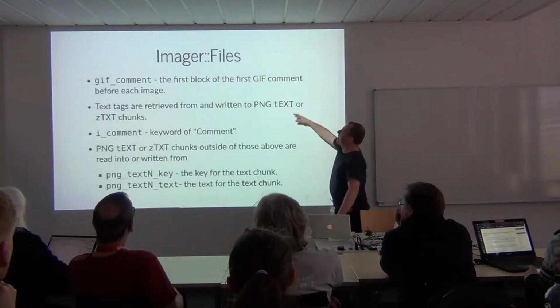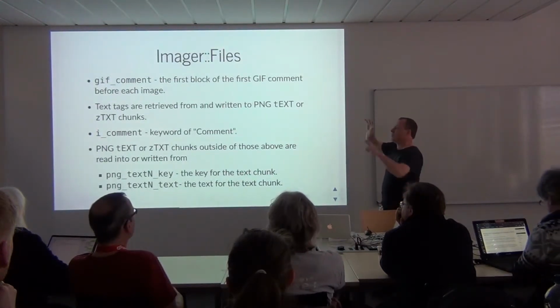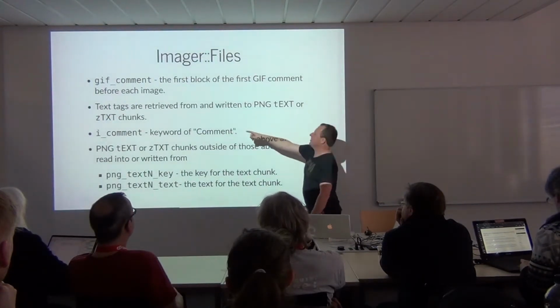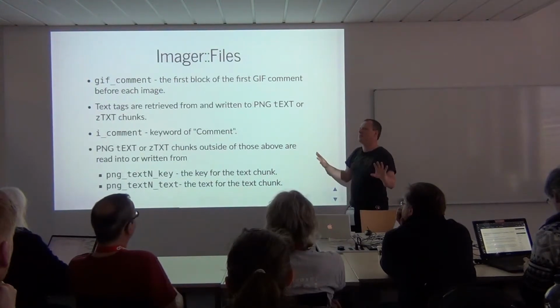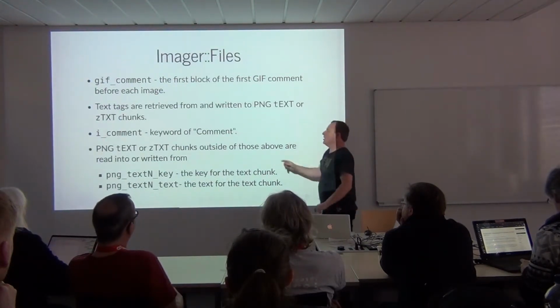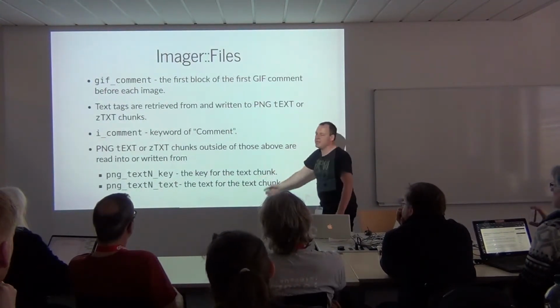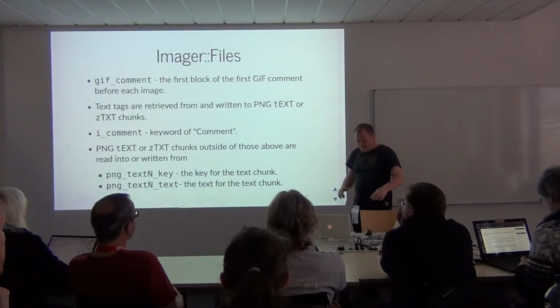What does the imager do? GIF comment: the first block of the first GIF comment before each image. Yeah, no, we've got some afterwards. That doesn't work. PNG text tags are retrieved and written for zTXt and iTXt, sorry, those two. iText is not mentioned. The keyword is Comment. Keywords that we don't recognize are read or written from these two. Yeah, I thought that too.